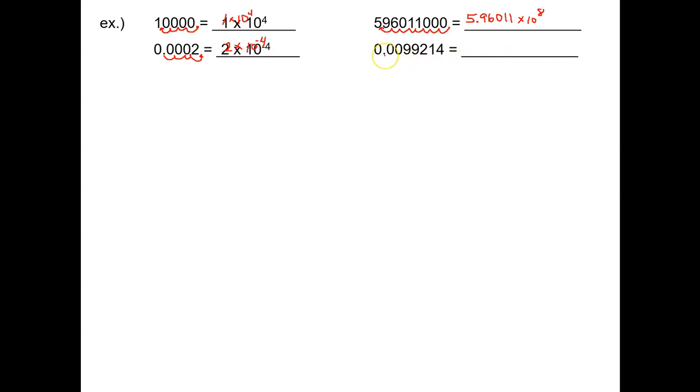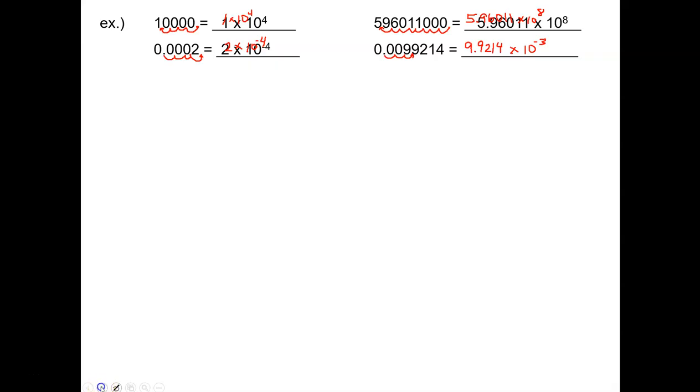Okay, so let's try this other one here. We've got the decimal point right here. I'm going to have to move it 1, 2, 3 spots. If I move it right here, this becomes a number between 1 and 10. It's not quite 10 yet. Really close, but it's not quite 10. It's 9.9214. I just moved it 3 spots, so times 10 to the negative 3rd because this number is smaller than 1. Right?